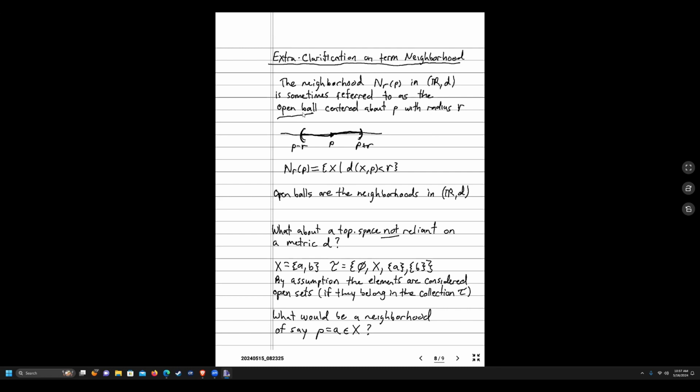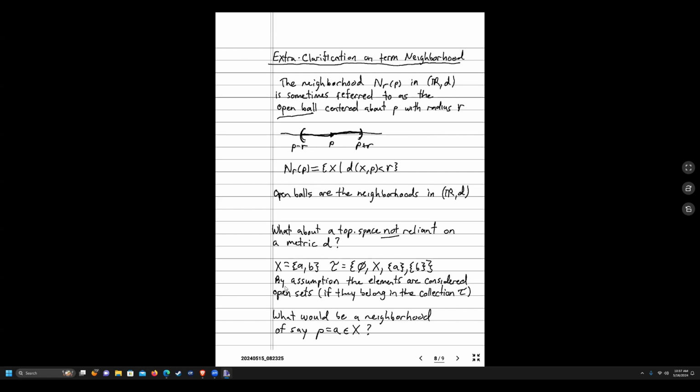So an open ball is a specific type of neighborhood. Again, the R neighborhood about P is the set of X such that the distance between X and P is less than R. And so open balls are the neighborhoods in our metric space R comma D. Now, in general, what about a topological space that's not reliant on a metric D? So there's also that question. You can have a neighborhood in a topological space, but we're not using distance as our definition for the neighborhood.